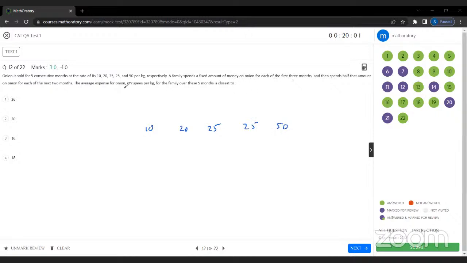The first 3 months. In these kinds of cases I don't care about the actual expense, because you're looking for the average expense. I just need to maintain the relationship. So the first 3 months have equal total expense. These are rates, the expenses I'm talking about, and I'll just get the weights that we purchase. So total expense by total weight gives the average, that is the idea. And spends half the amount on the next 2 months.